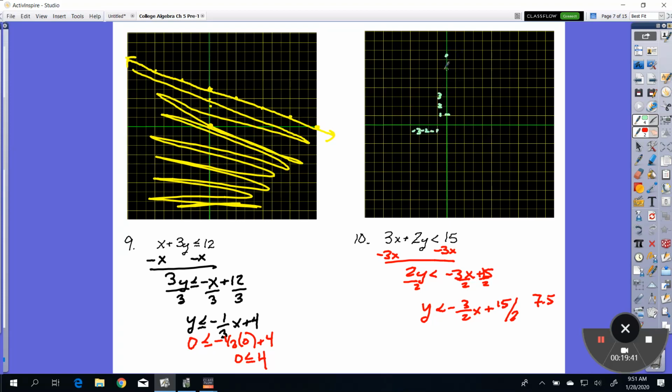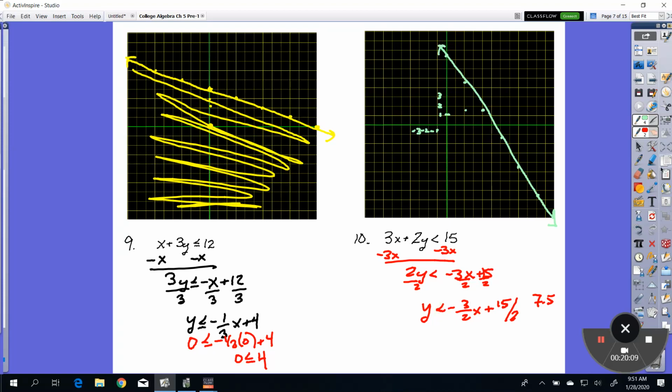Then I'm going to go down 3 over 2. So down 1, 2, 3 over 1, 2. Down 3 over 2 again, and again. You can keep going like this for as long as you want or until you run out of paper, whatever comes first. Connect your dots.